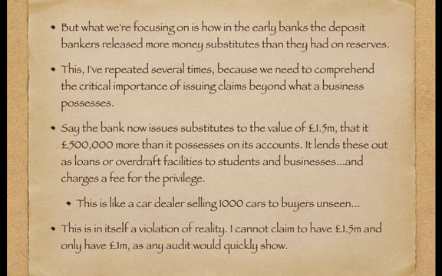So, now let's say the bank issues some substitutes to the value of 1.5 million. It's got £500,000 more on paper than it possesses really in its accounts. It lends these out as loans or overdraft facilities to students, yep, you lot, and businesses, yep, my lot, and charges a fee for the privilege in hard cash. This is like a car dealer selling 1,000 cars to buyers unseen over the internet or through advertisements, and it's only got 800 behind it, right? This in itself is a violation of reality. I cannot claim to have 1.5 million and only have 1 million in the bank, as any audit would show.